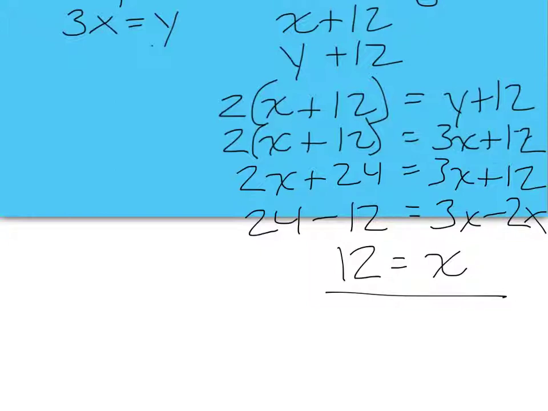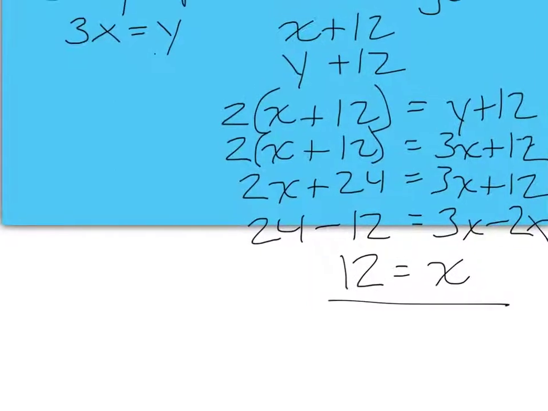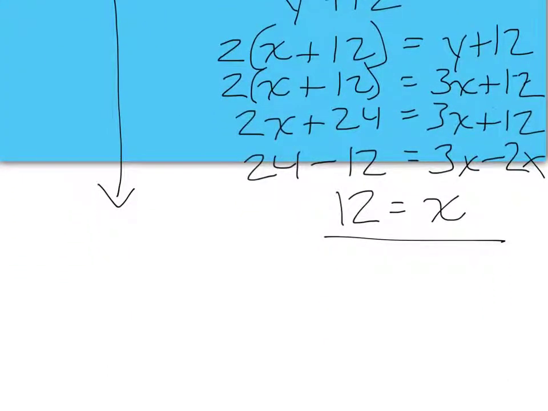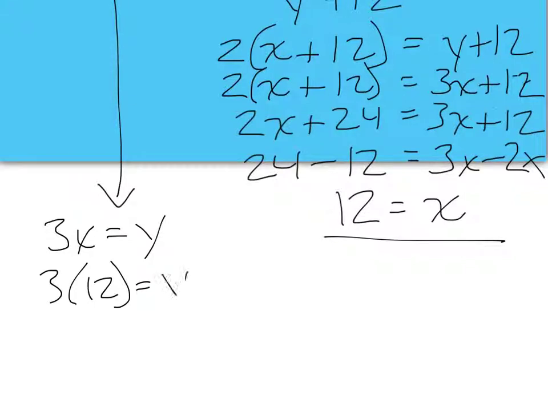So if x is 12, I'm going to go back to this expression up here. Mom's age and Molly's age is the x. So I know that x is 12, so let's figure out the mom's age. So I'm just going to bring this down here. Three x equals y. 3 times 12 equals y. 36 is y. So let's see if that makes sense.